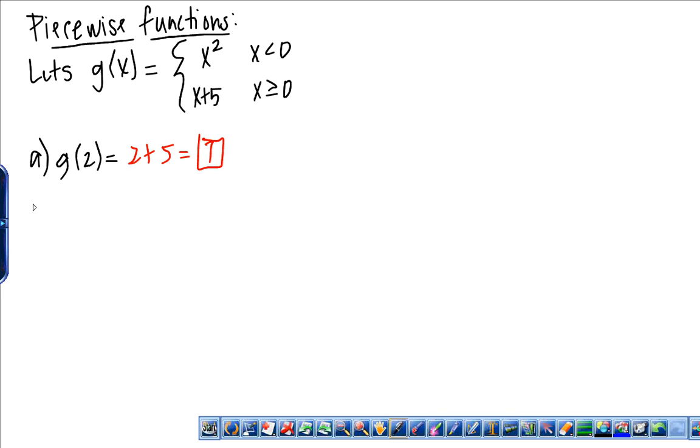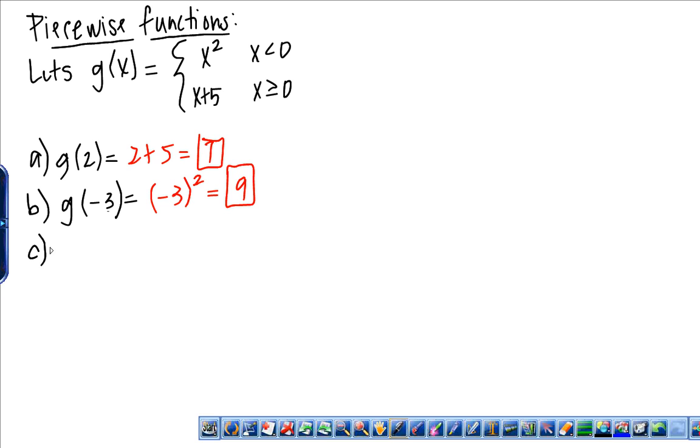All right, my next one, how about, let's say g of negative 3. And where would g of negative 3 fall? It's going to fall right here. Now remember, we're replacing the x value, so I'm going to use parentheses and then square it. And so my answer would be a 9. And again, not using my calculator for these.